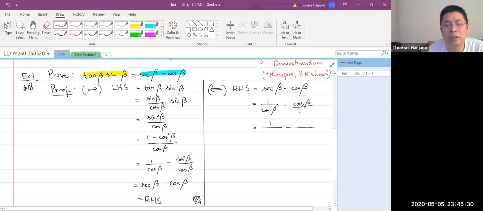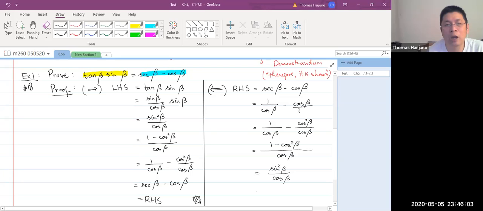My LCD is cosine beta. So multiply the top and the bottom by cosine beta. This will be cosine squared beta. This is cosine beta. Now, once they have the LCD, I can put them in the same fraction. This is 1 minus cosine squared beta over cosine beta. That's the LCD. Then on the top, I get sine squared beta over cosine beta.